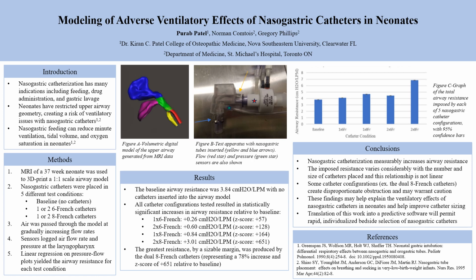The conclusions of this study indicate, firstly, that nasogastric catheterization measurably increases the airway resistance, and that this increase varies considerably with the number and type of nasogastric catheters, as well as the configurations that they are placed in. The relationship between catheter size and airway resistance is not linear, and some catheter configurations, for example the dual 8 French catheters, produce a disproportionate airway obstruction with resulting increase in the airway resistance.